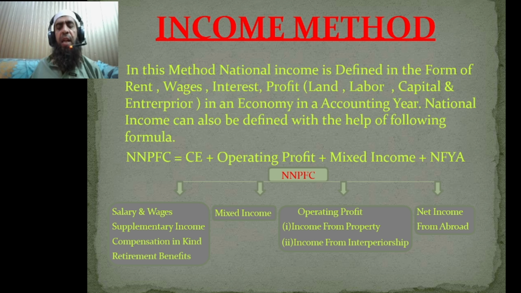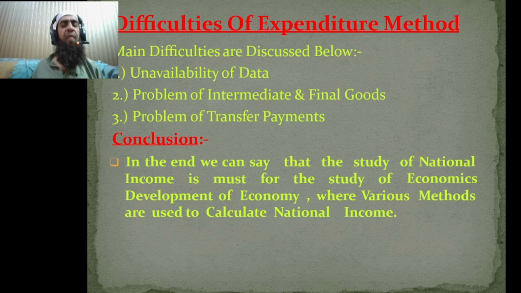Difficulties of the expenditure method. The main difficulties are discussed below: unavailability of data, problem of intermediate and final goods, problem of transfer payments. Conclusion. In the end, we can say that the study of national income is a must for the study of economics and development of the economy, where various methods can be used to calculate national income. Thank you very much.